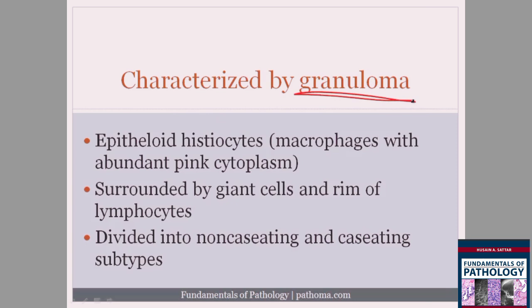And the key cell that defines a granuloma, this is very important, is an epithelioid histiocyte. This is a very common exam question. Examiners can ask, what is the defining characteristic of a granuloma? And the answer is epithelioid histiocyte. What is an epithelioid histiocyte?